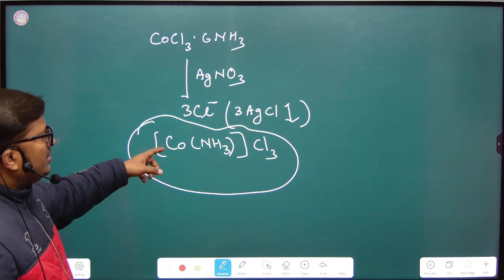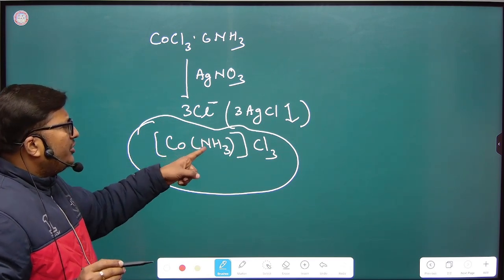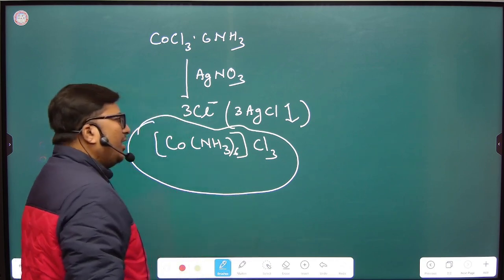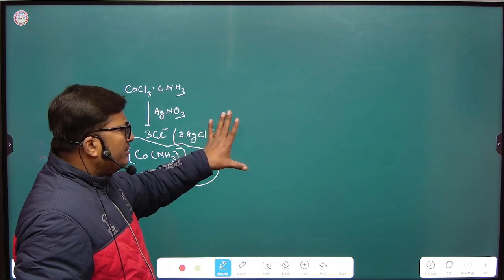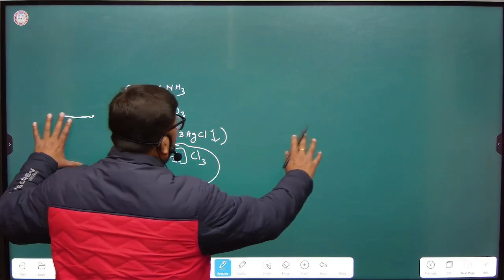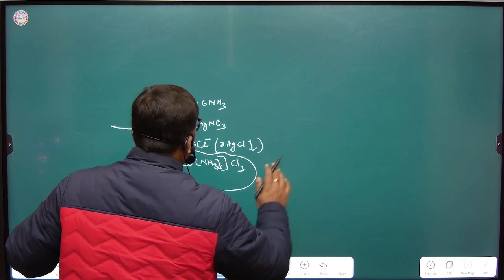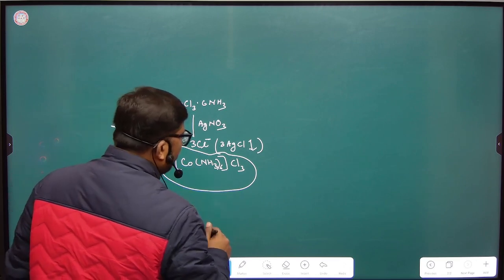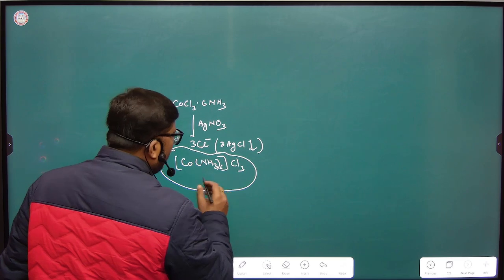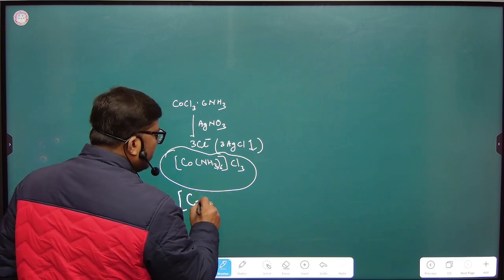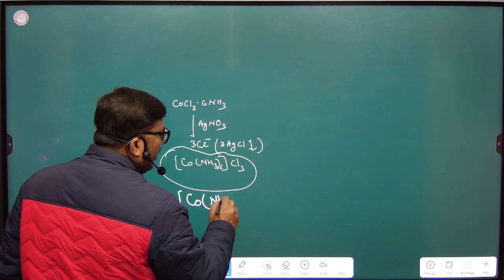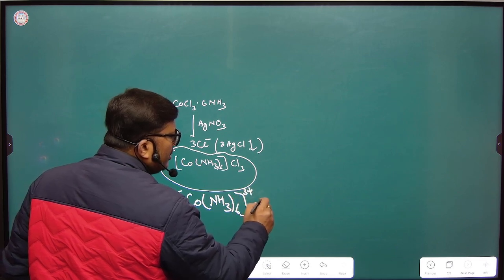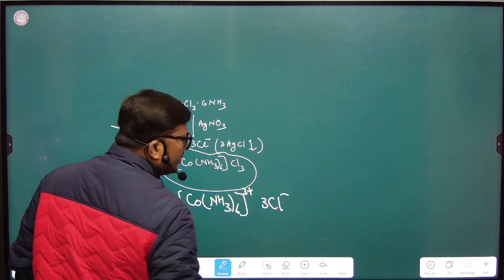So in the coordination sphere, cobalt is directly connected to ammonia molecules, here 6, right? And outside of the coordination sphere there are 3 chloride ions, right? So what is the inference here? This exists as [Co(NH3)6]3+ and 3Cl−, right?